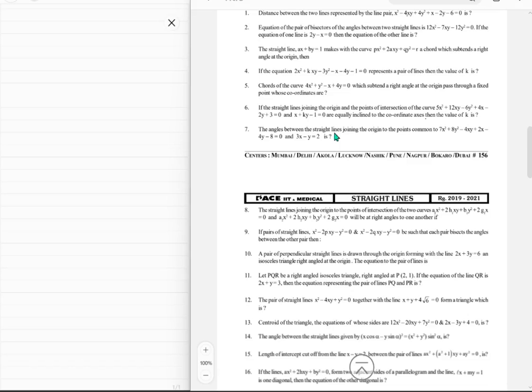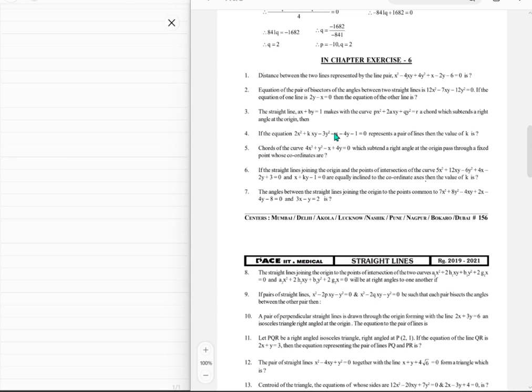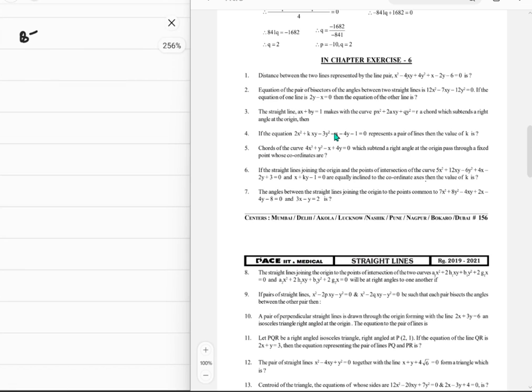Okay, in chapter exercise 6, there we go. So let's start. Question number 1. Distance between two lines represented by this line pair.